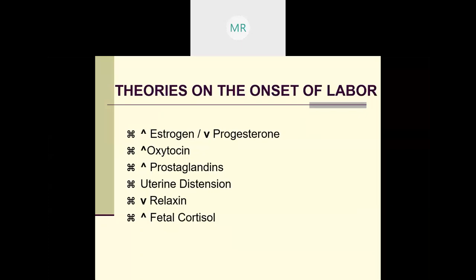Then another theory on the onset of labor is uterine distension. It causes cervical pressure, irritability, and contractility. Then there's a decrease in relaxin, which, remember we said in antepartum lecture, we're going to see all these hormones again. Relaxin is one of them. It relaxes women's intervertebral joints. Then there's an increase in fetal cortisol, and of course, this is for fetal lung maturity.